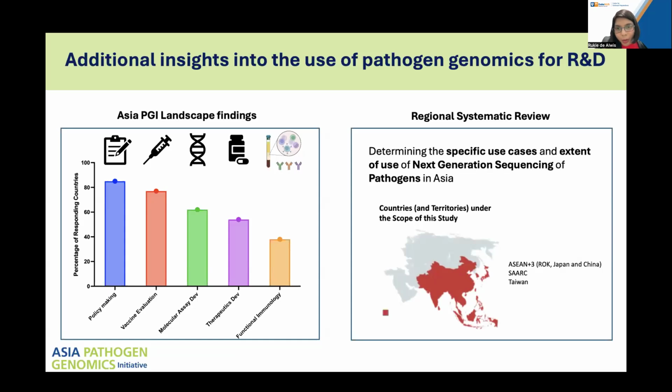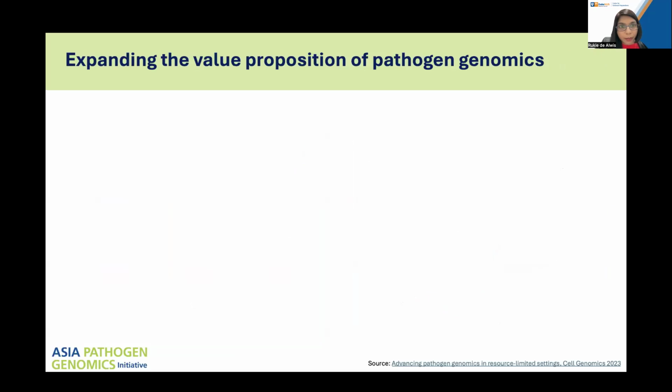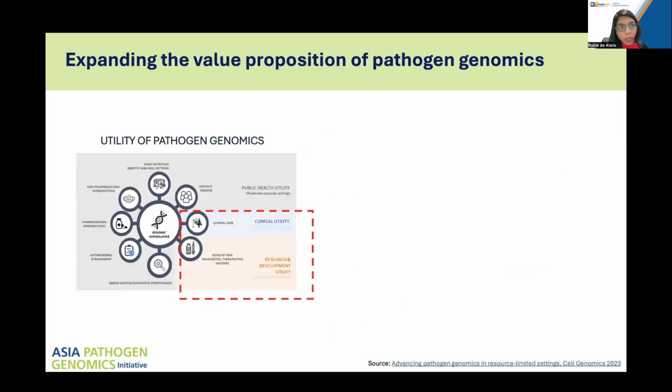Now, some of the work that we are doing with some of the colleagues on this call, essentially, we're doing a regional systematic review as well through the Asia PGI network. And this is to look at the expanded use cases of next generation sequencing of pathogens in the Asian region. And this is really an effort that is together with many of the partners in our region. Now, this is really about expanding the value of pathogen genomics even beyond surveillance.